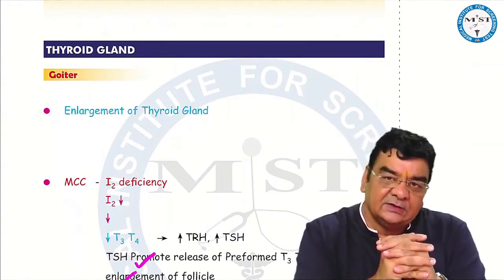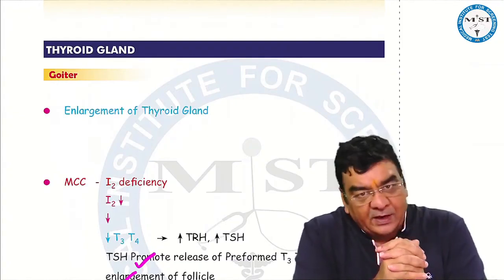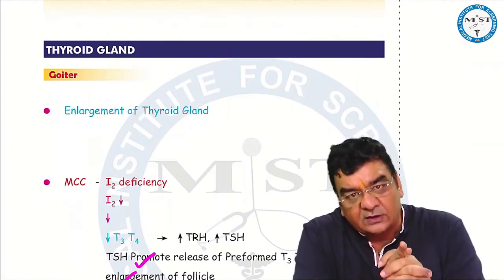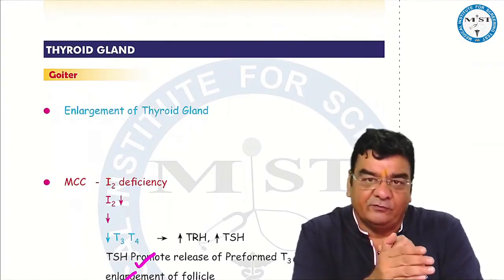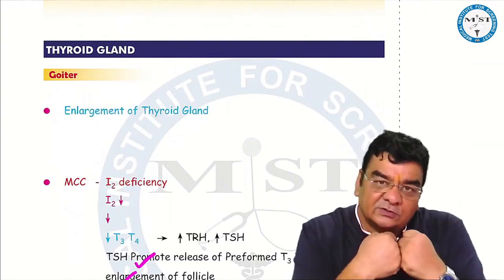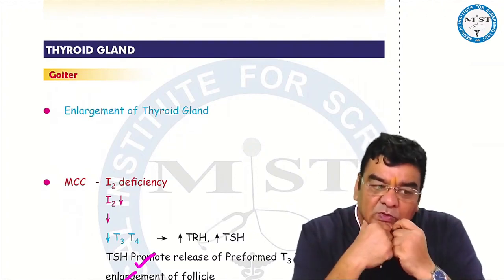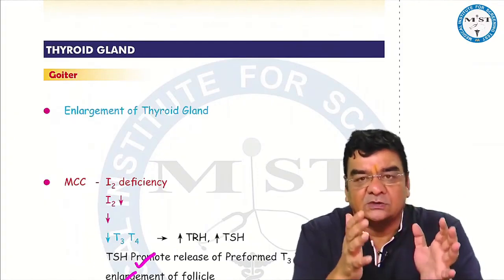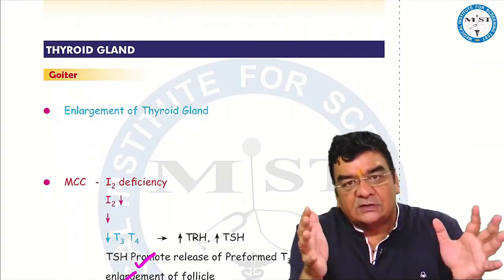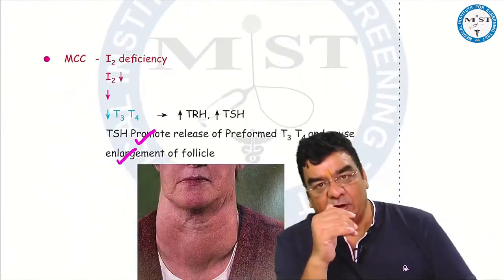Whenever there will be iodine deficiency, T3, T4 will not be produced, so blood levels of T3, T4 will be less. TRH, TSH levels will be high. This TSH is continuously stimulating the follicles to release T3, T4. But because the follicle is not having T3, T4 because there is no iodine, this TSH will start causing enlargement of the follicle. If all the follicles enlarge, this is diffuse goiter.